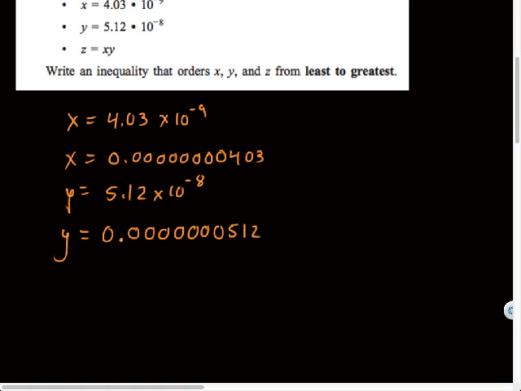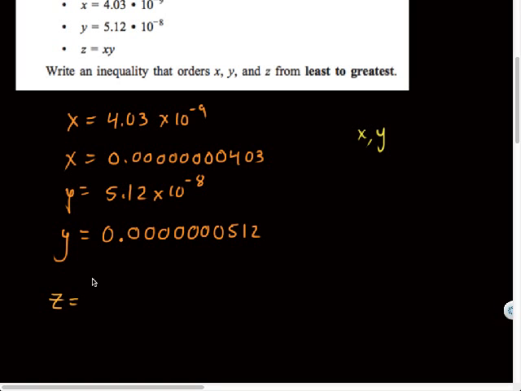Y is larger than x. This one's only got 7 zeros. This one has 8 zeros. Oh. So this one would line up, if I lined them up better, would line up right there. So this one is larger. So so far I know that y is bigger than x. So x is smaller than y, right? Because from least to greatest. But now we've got to figure out what's going on with z.